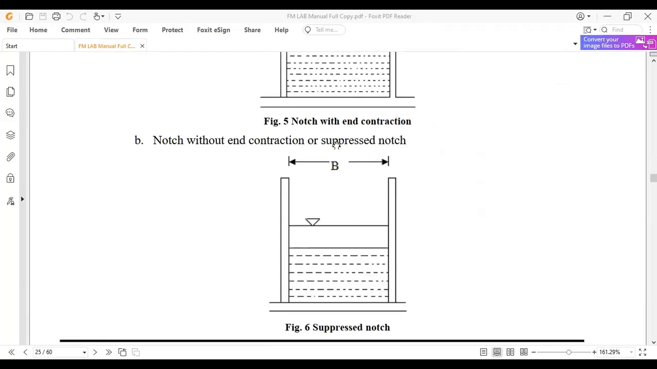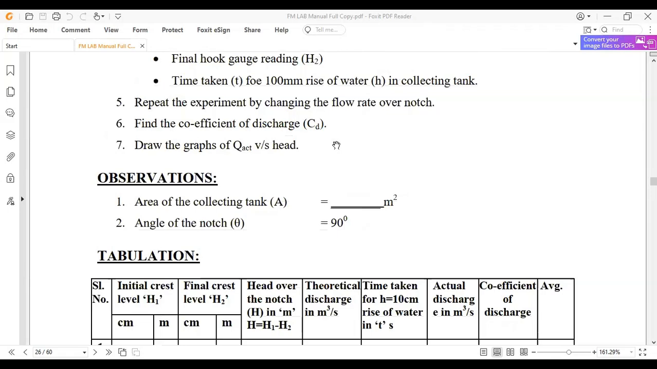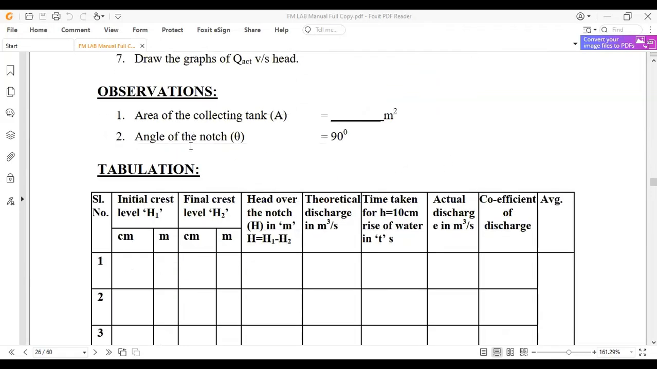Now come to the calculation part. Before going to the calculation part, the observations are the area of the collecting tank as well as the angle of the notch. These should be noted from the experimental setup itself. A specification panel is attached to each and every experiment. Just before doing the calculation, note the values from the specification panel. There is no need to look elsewhere for the specification of the experiments. For all the experiments, the specifications are available on the particular experiment itself.